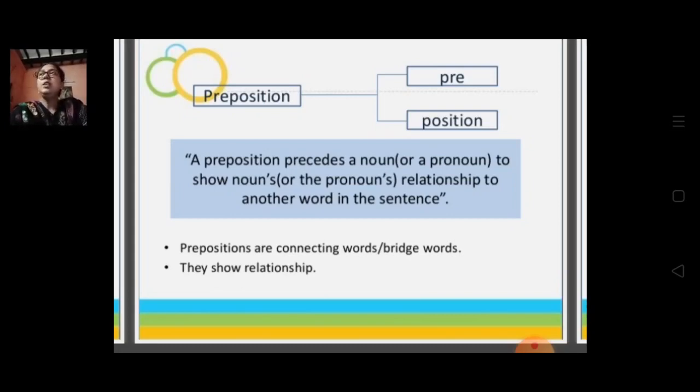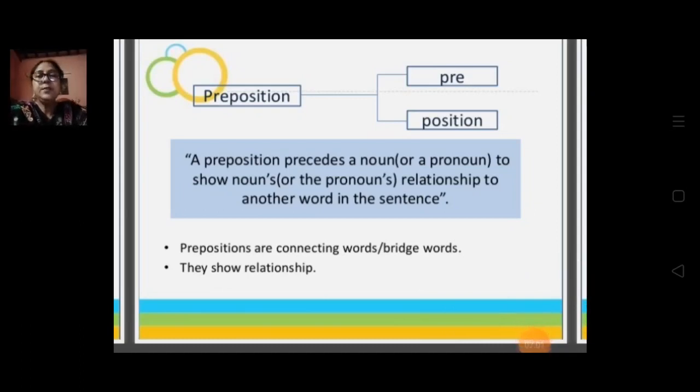They show relationship. Now here you can see prepositions precede a noun to show the noun's relationship to another word in the sentence. So this is also a brief introduction of preposition.